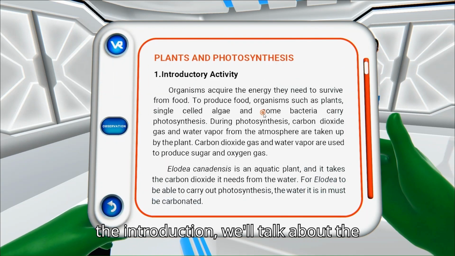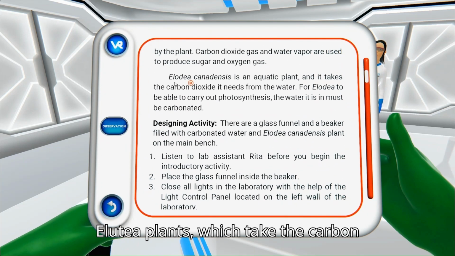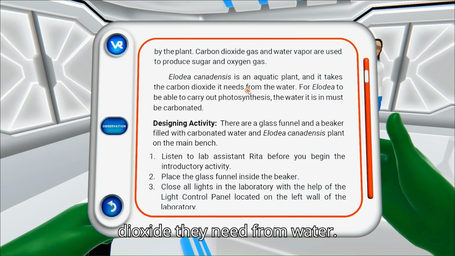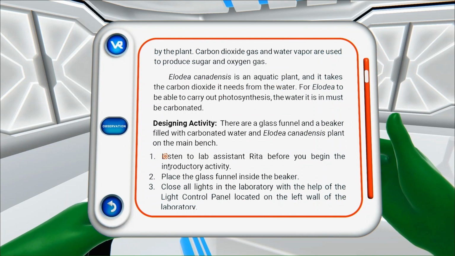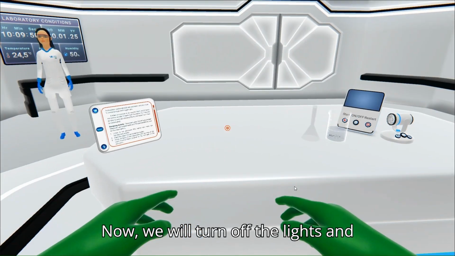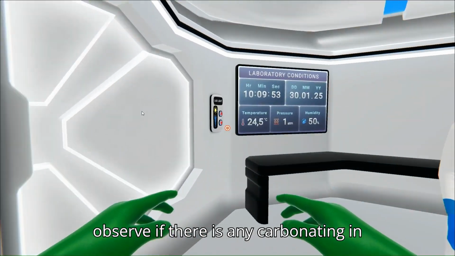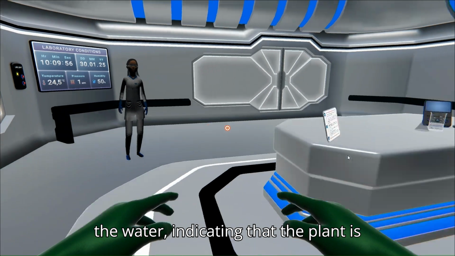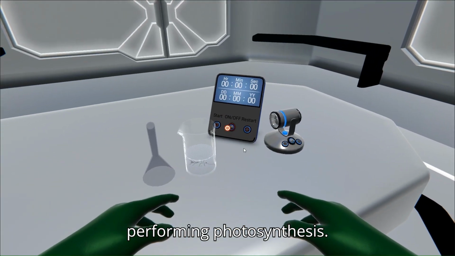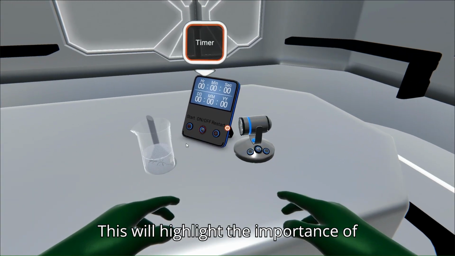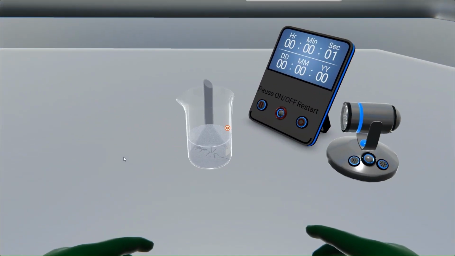In the introduction, we'll talk about the Elodea plants, which take the carbon dioxide they need from water. Now, we will turn off the lights and observe if there is any carbonating in the water, indicating that the plant is performing photosynthesis. This will highlight the importance of light in photosynthesis.